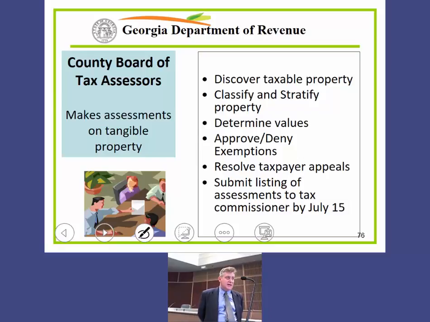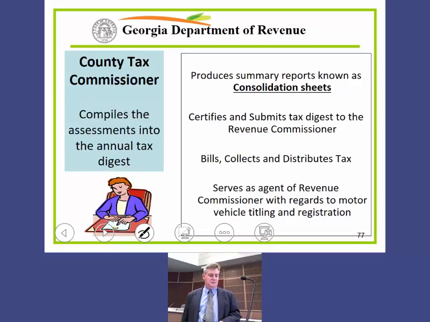So the County Board of Tax Assessors, they're appointed by the county governing authority or the county commissioners. The county tax commissioner, in Georgia, that's an elected position. I know in Daugherty County it's not, but in the rest of the counties in Georgia, the other 158, I'm relatively certain it's an elected position.